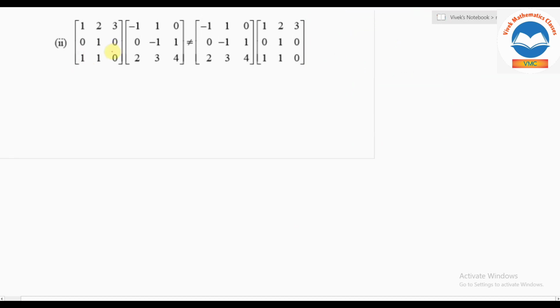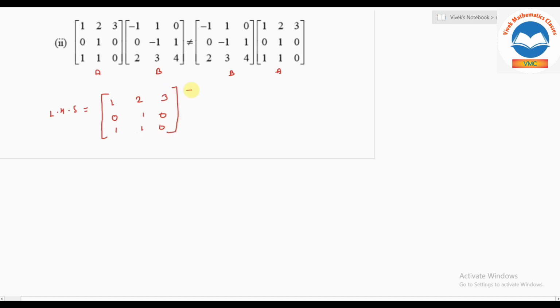Here also they have given two 3 cross 3 matrices. Let's say this is A and this one is B. Here they have given B into A. So we need to prove A into B is not equal to B into A. So I will take the LHS first. The LHS they have given is a 3 cross 3 matrix: 1 2 3, 0 1 0 and 1 1 0 1 1 0.